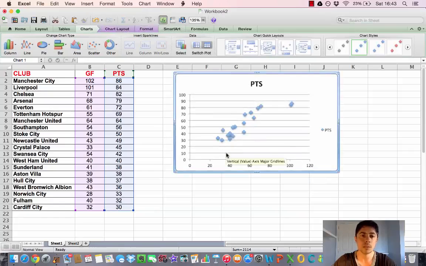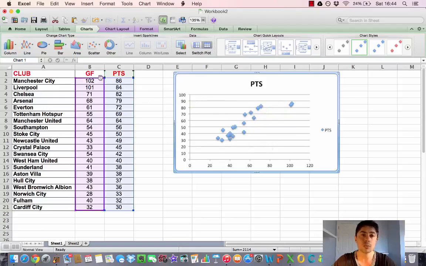So as we expected, we see the relationship where we have higher goals scored and higher points, and fewer goals scored and fewer points. And the coordinates plotted here on the diagram actually show that relationship that we have here.